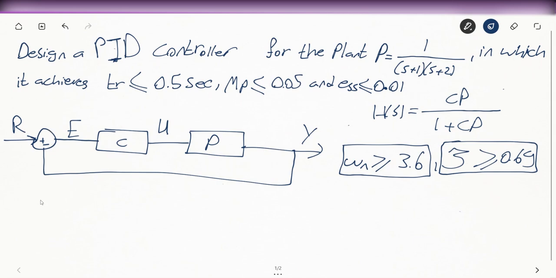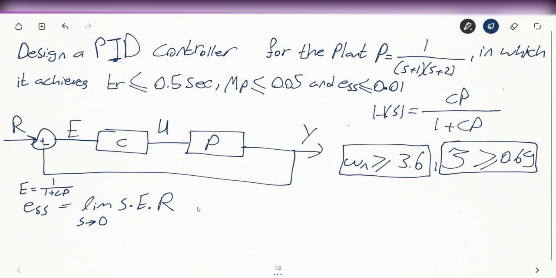Let's just try the steady state error equation, which is ESS. Using the final value theorem, we know that ESS is equal to the limit, as S approaches zero, of S times E, which is the error, times the reference. Now you should know that the transfer function of the error of the system, E, is equal to 1 over 1 plus CP. Just remember this and don't forget it because it's very important.